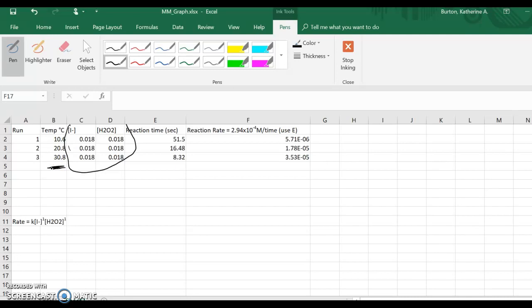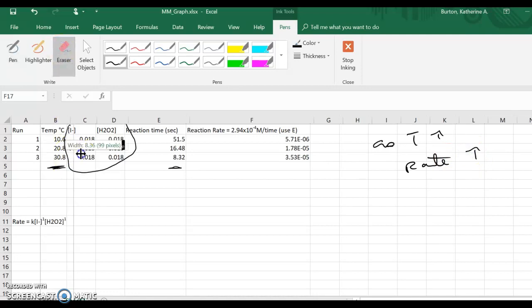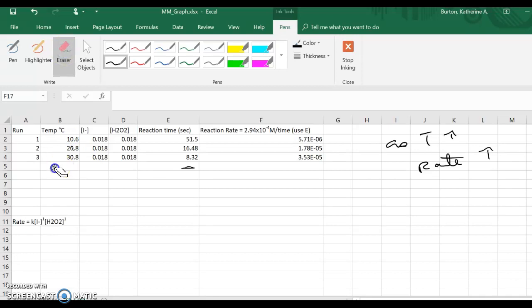So when we vary the temperature, we are going to see that how long the reaction takes is going to change. And we remember that as the temperature goes up, the rate is going to go up. And we know this is an exponential function. So we're going to graph this and see what we can figure out.